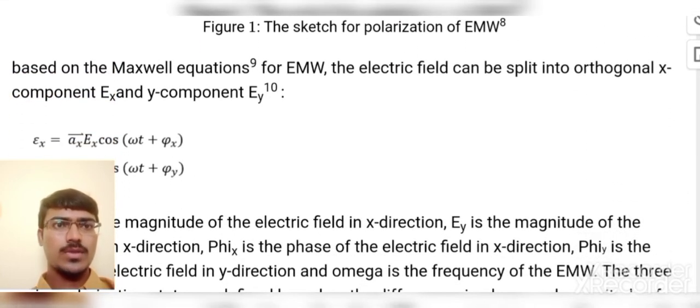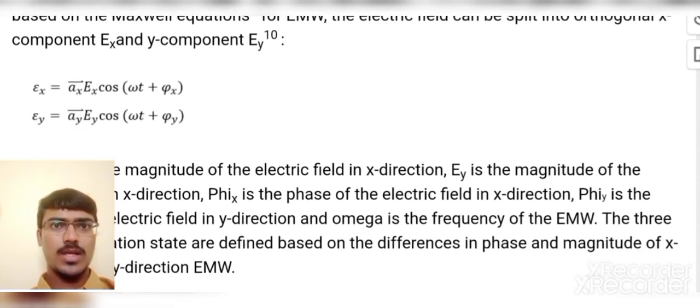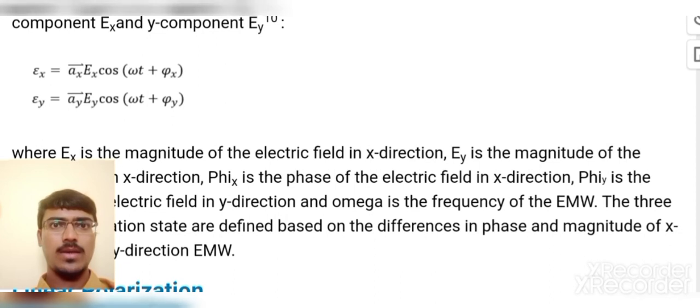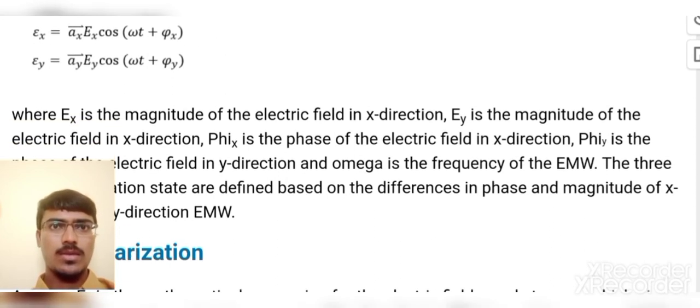Based on the Maxwell equations of EMF, the electric field can be split into orthogonal x direction Ex and y direction Ey. Ex equals Ax bar, Ex cos(omega t plus phi x). Ey equals Ay bar, Ey cos(omega t plus phi y).